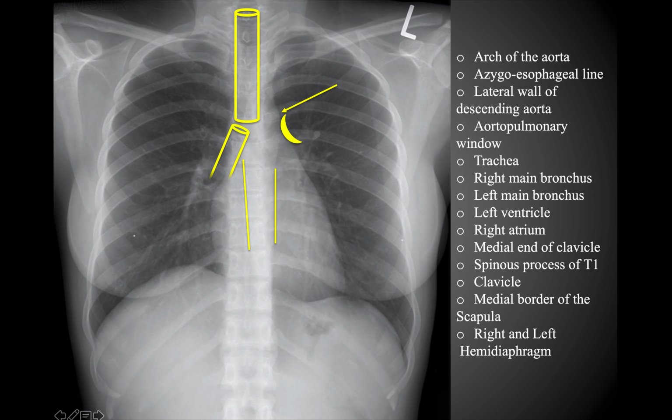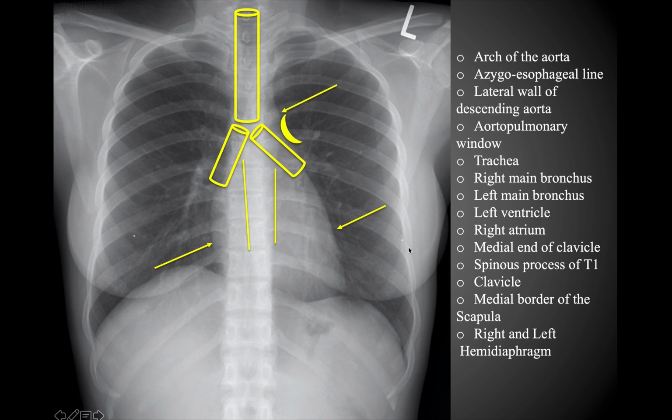Again, the trachea, and then the left and right main stem bronchi. Remember, the right main stem or primary bronchus is going to be more vertical. The left main stem is going to be a little bit more horizontal. Over here we can see the left border of the heart, which represents the left ventricle. Over here you can see the right atrium. Notice how that's far more radiolucent than much of the rest of the heart. That's because there's not a lot of muscle tissue, as you know, in the right atrium.